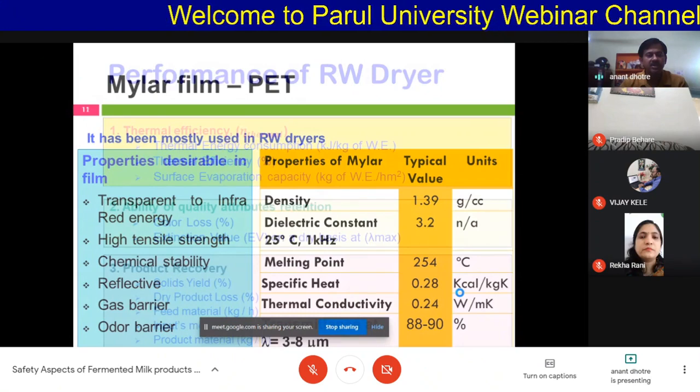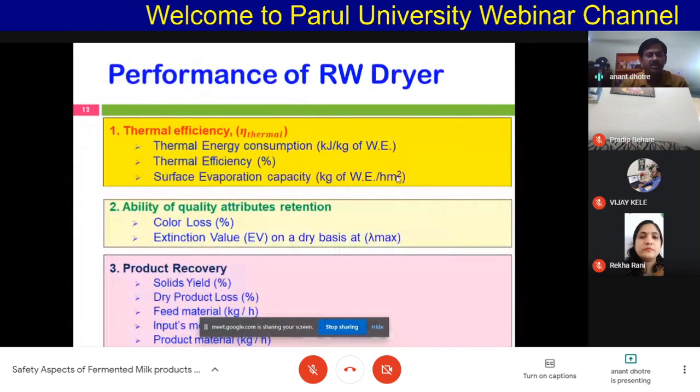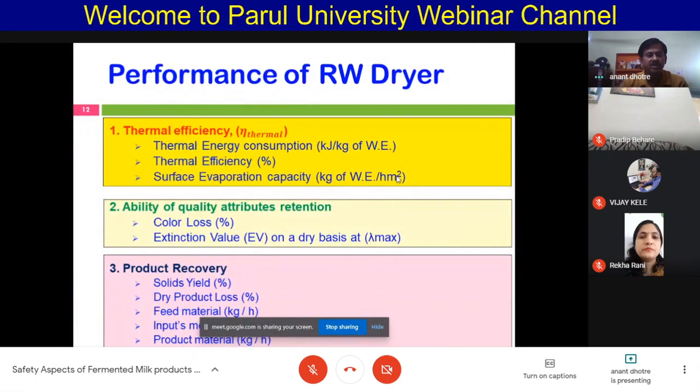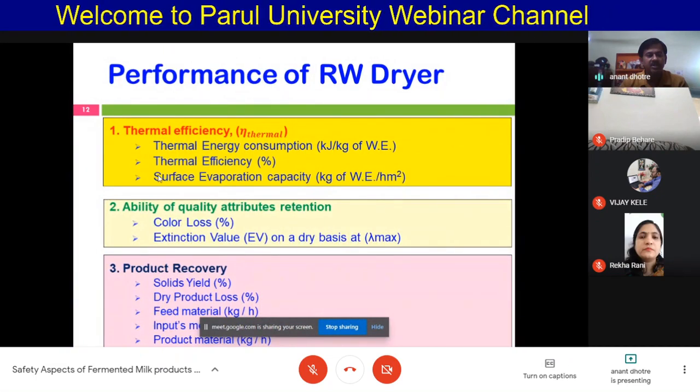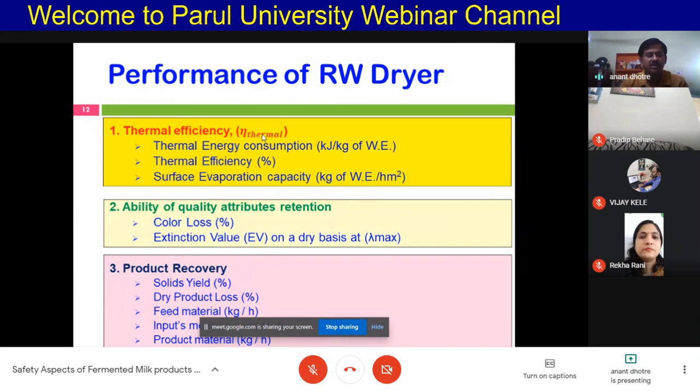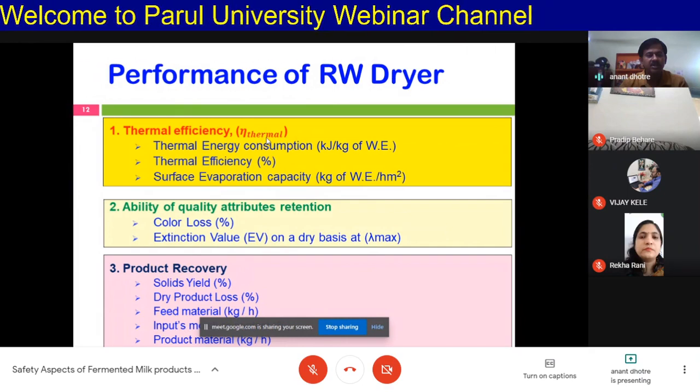Now, if we have to evaluate the performance of a refractance window dryer, we can look at three major aspects. What is the thermal efficiency? Efficiency of any plant is important.